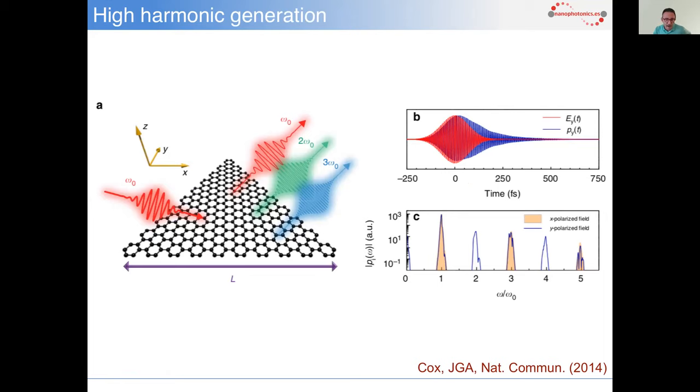So for high harmonic generation, you can run the same calculations and look at how the different harmonics are emitted. This is one of the first calculations we did back in 2014. You can see, for example, this triangle illuminated with polarization along the y direction, so that's essentially the vertical direction here. Then you excite all harmonics with x polarization, or horizontal there. You only excite the odd harmonics because of the inversion symmetry of the system. But the efficiency of excitation is actually very high.